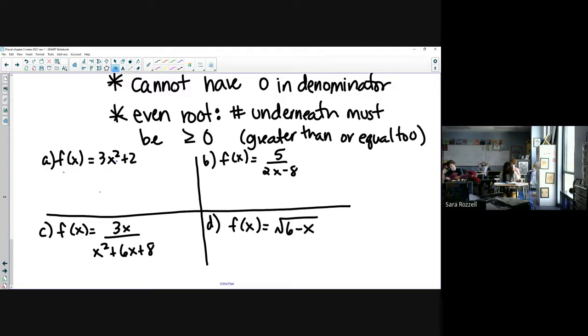So I'm going to show you the 3 different ways that you could represent the domain: in words, with the graph, and also interval notation. We're just going to write it, and we just write all real numbers or all real.